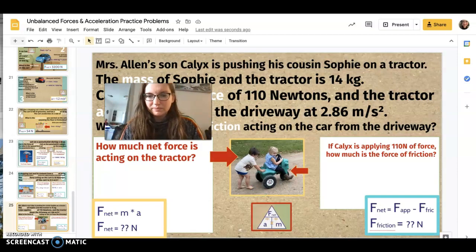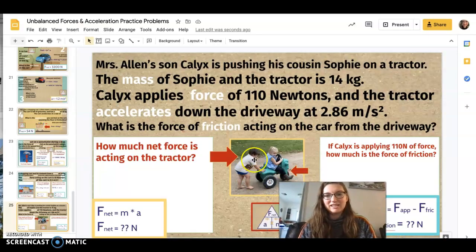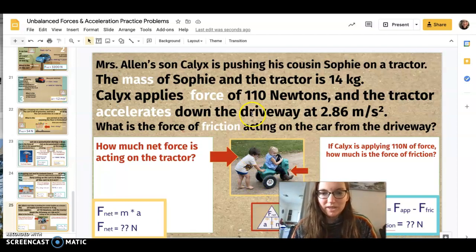Okay, so here's another one. Mrs. Allen's son, Calyx, and this is really Calyx, he's super cute, is pushing his cousin Sophie on a tractor. The mass of Sophie and the tractor is 14 kilograms. Calyx applies a force of 110 newtons because he's super strong, and the tractor accelerates down the driveway at 2.86 meters per second squared. What is the force of friction acting on the car from the driveway?